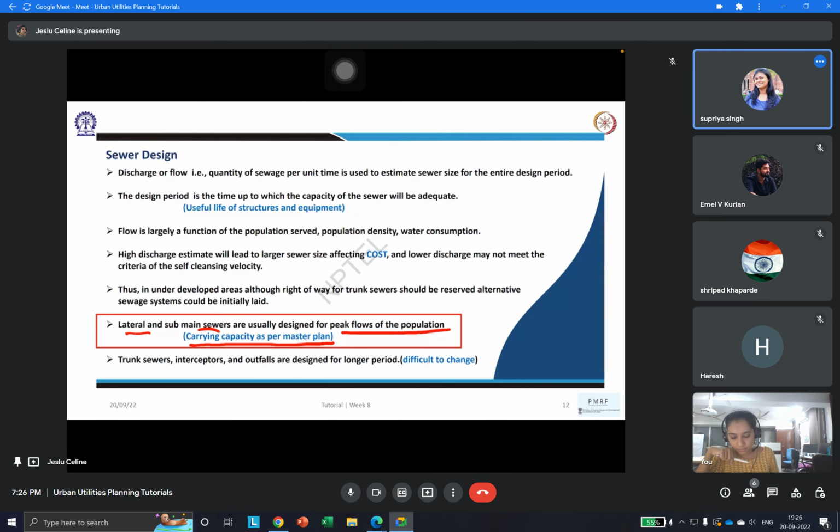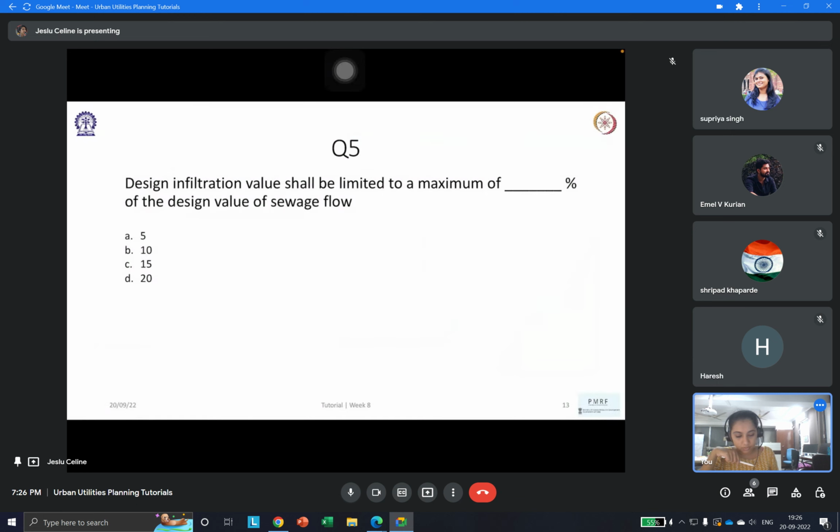No. Fine, let's proceed further. Okay. So design infiltration value shall be limited to a maximum of dash percentage of the design value of the sewer. So this is a very simple question directly from our lectures. So any guesses? 15%. 15 or 20. I guess 15 is the first answer, second is 20. Okay, anybody else? Any guesses? Two options Supriya has guessed, so there are other two options also.